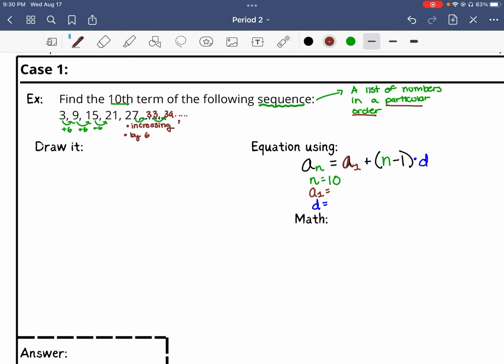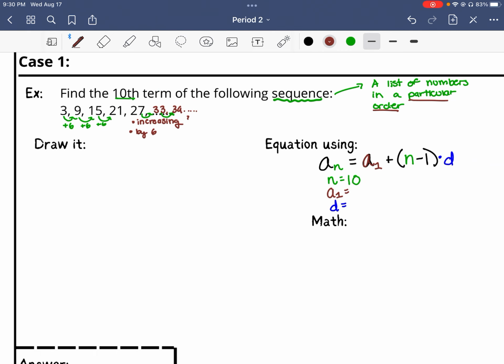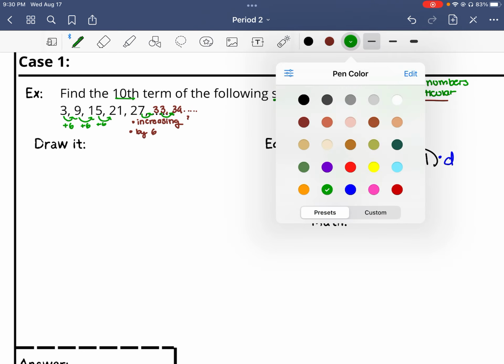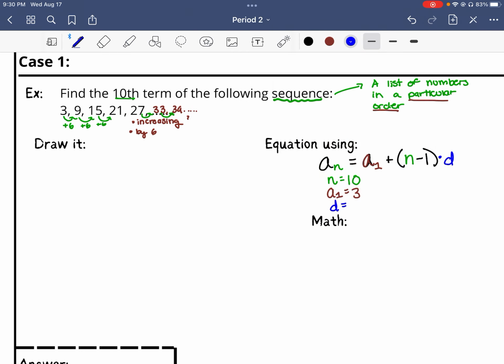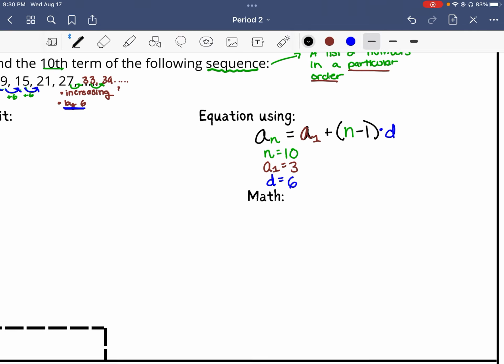Our A1 is the very first term in our list. So if we see it is this 3. And lastly, our D is our common difference. How much was it jumping by again? Right, we found out that it was jumping by 6. So let's go ahead and rewrite this with our new numbers instead of variables.